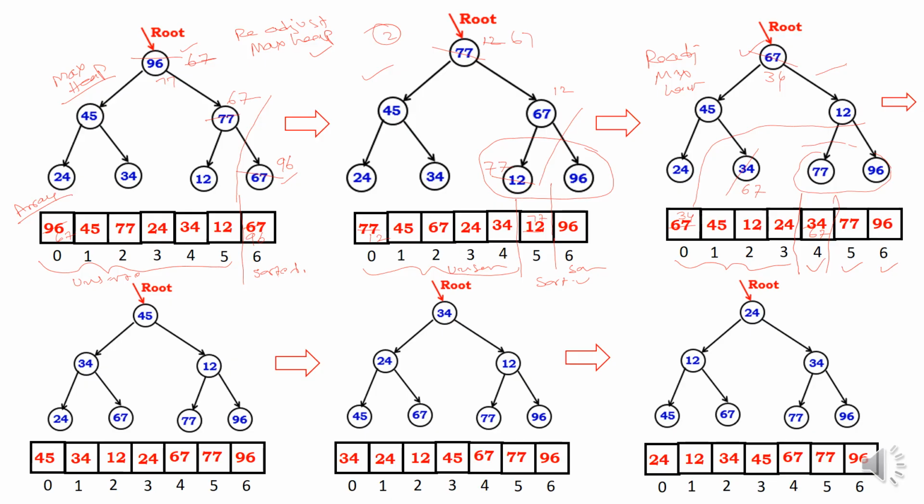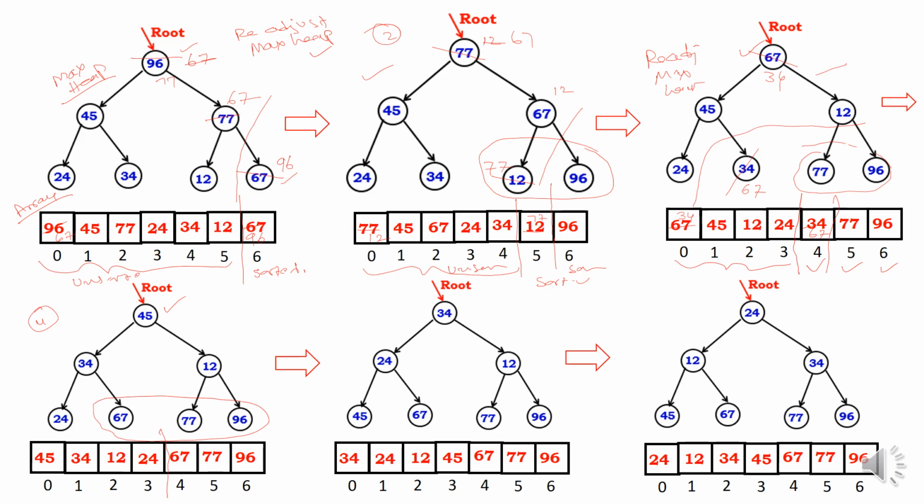So if you readjust this to make max heap, the largest element will be moved to root position, 45. See figure 4. 45 is root and 34 is the next value like this. So three elements are already sorted, 67, 77, 96. The remaining four elements we have to adjust, rearrange into sorted order.